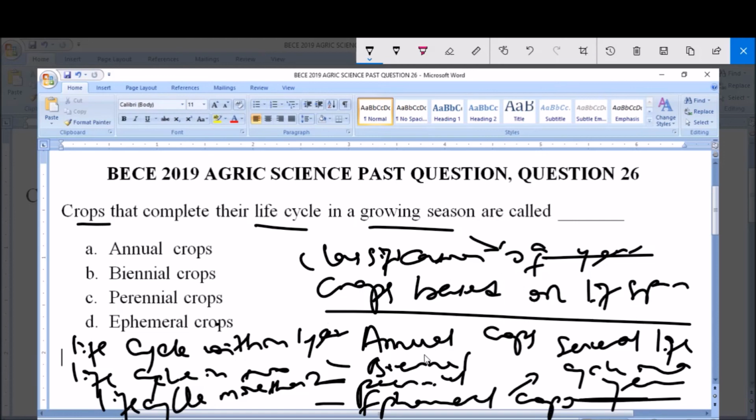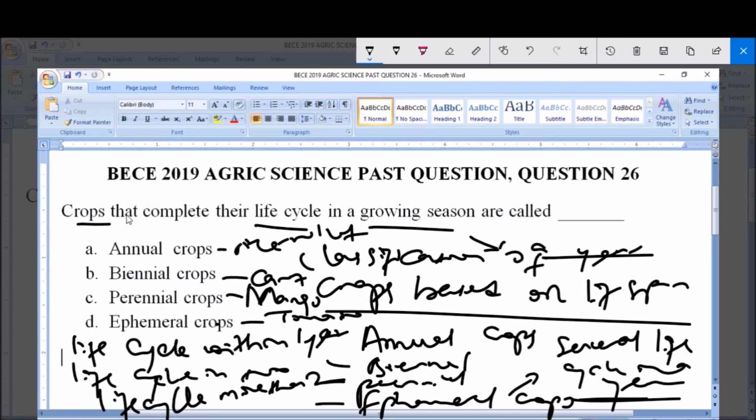Now, examples of annual crops include rice and millets. Examples of biennial crops, you have carrots. An example of perennial crops, you have your mango. And the example of ephemeral crop, you have the tomato.